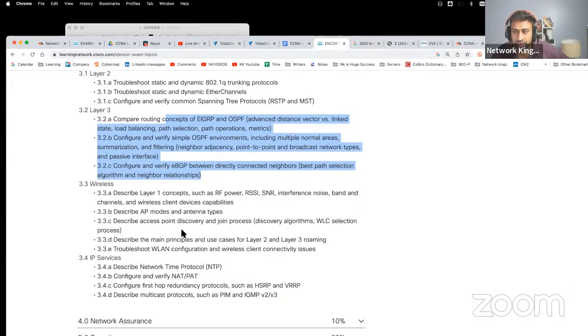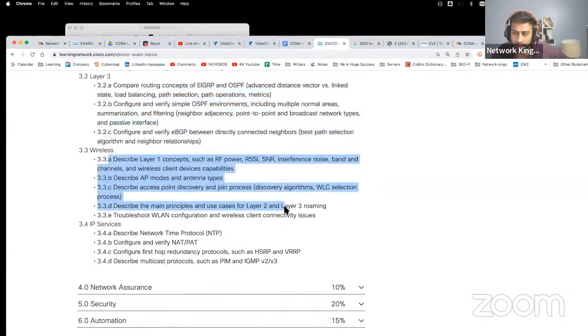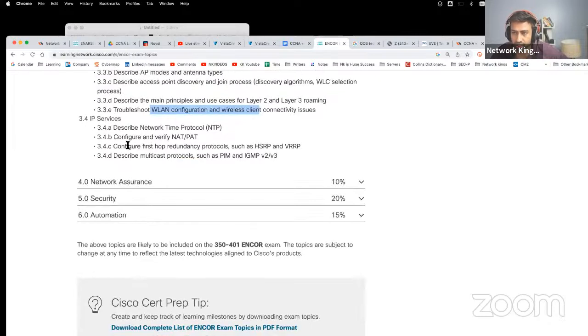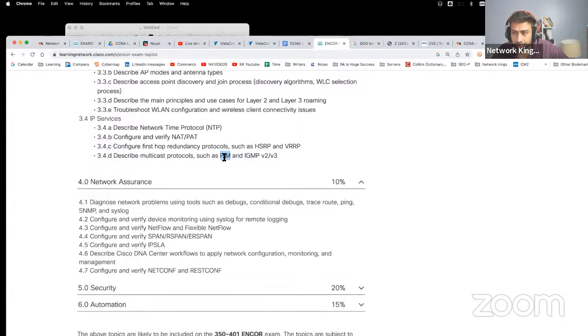Okay, so this is the in-depth, and then we will learn about wireless content. How we can deploy wireless and all techniques, how we can do wireless LAN configuration, the Network Time Protocol, NAT, PAT, HSRP, VRRP, and then the biggest topic in this, one of the good topics I would say, multicasting. Because for multicasting you need to understand about PIM and IGMP, Internet Group Management Protocol. Both are multicasting protocols.